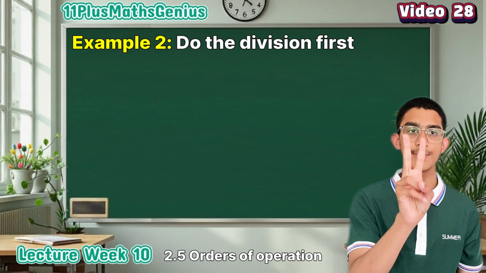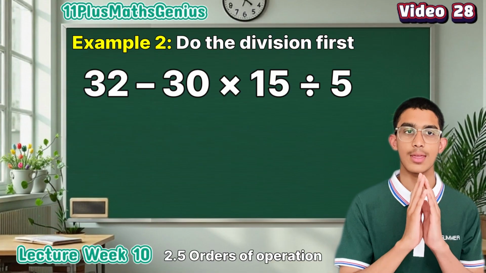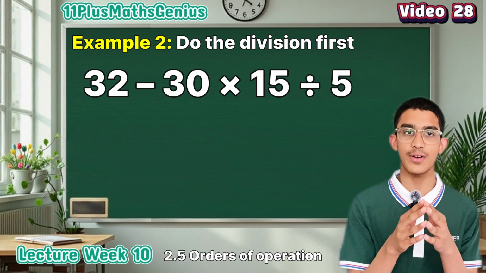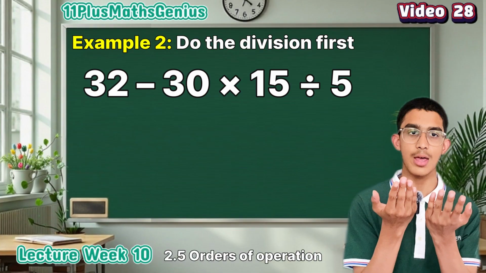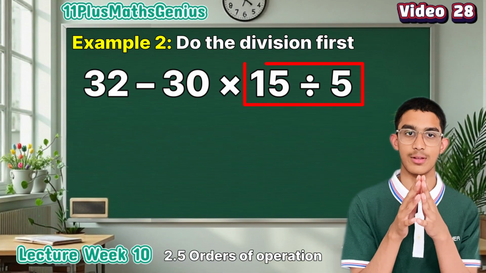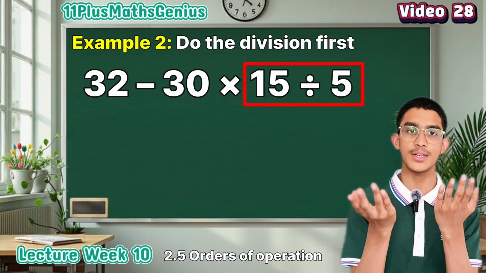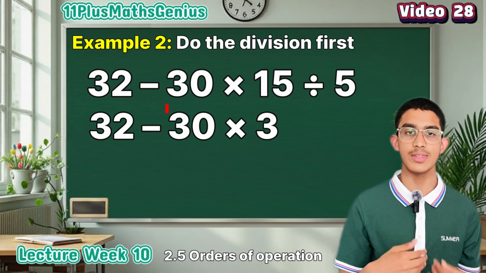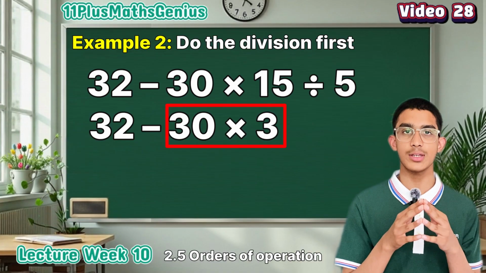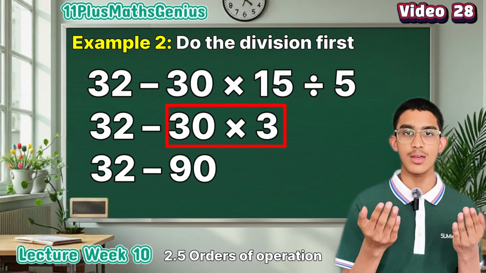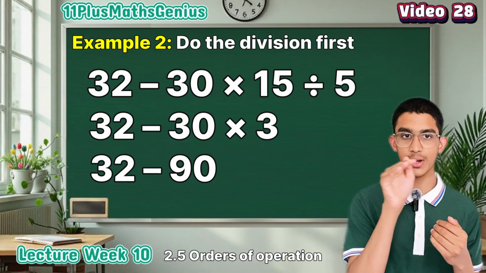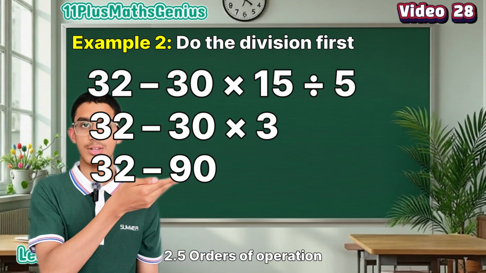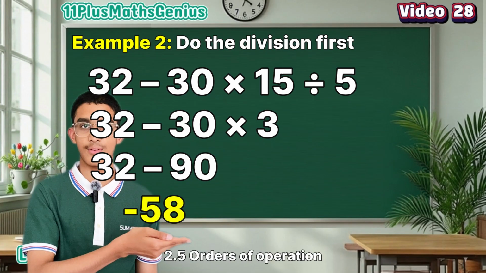Example 2. 32 minus 30 times 15 divided by 5. Here, we do the division first. So, 15 divided by 5 is 3. Now, 30 times 3 is 90. Finally, we do subtraction. So, 32 minus 90 is negative 58.